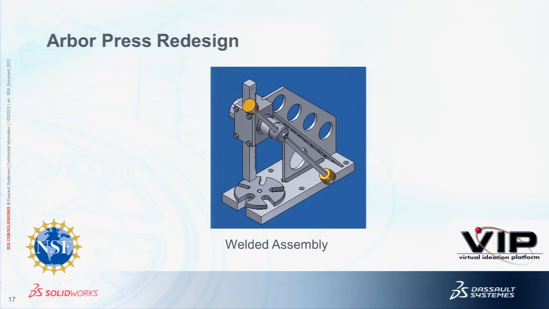The Arbor Press redesign. This is a good one. Again, this comes from our VIP grant through the NSF. We talked about the welded assembly from Central Maine. So one day we get a call from Central Maine that says, hey guys, we just got in some new EDM equipment. And the bad news is in order to make room for that EDM equipment, we have to get rid of all of our welding. So we're no longer going to be teaching welding in our program. So we want you to take this Arbor Press, and it's got to be redesigned.